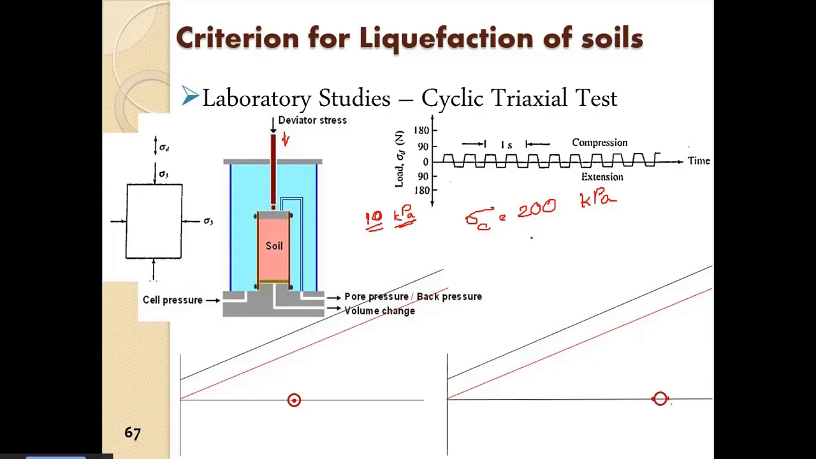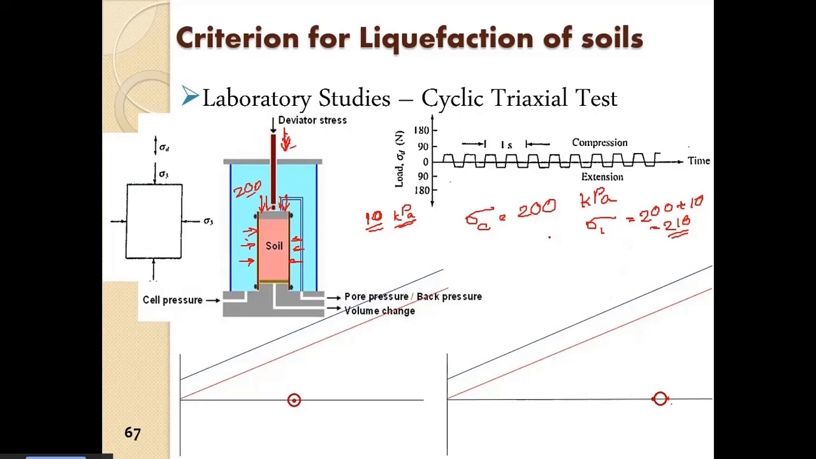So now what is sigma 1 now? Sigma 1 is equal to 200 plus 10, which is 210 kPa. So that is sigma 1. We have the cell pressure here, which is 200 kPa, everywhere we already have 200 kPa, plus we have the deviator load, which is 10 kPa. So we have sigma 1 now, 200 plus 10.